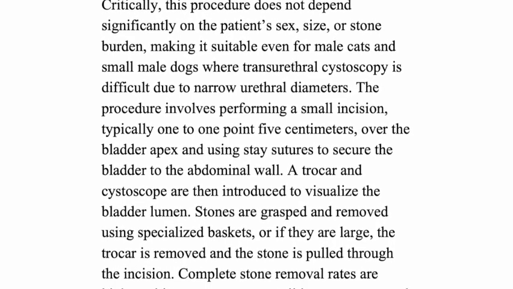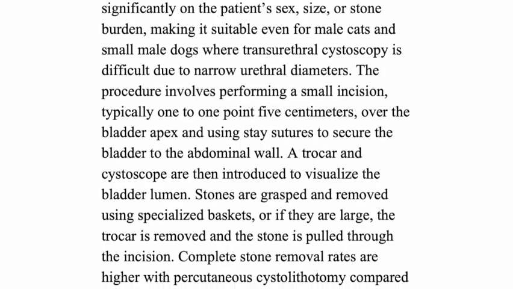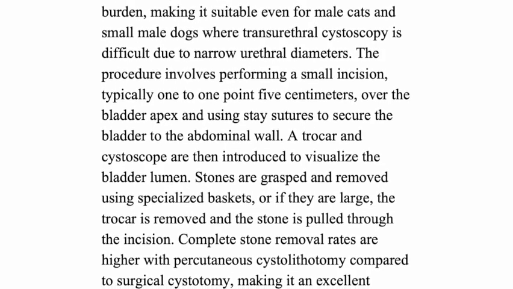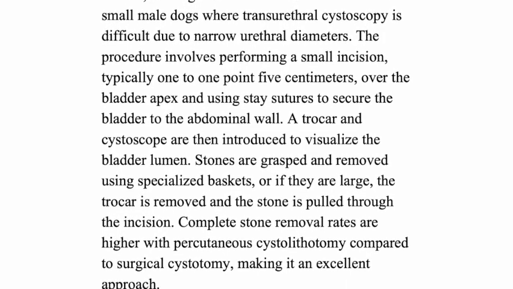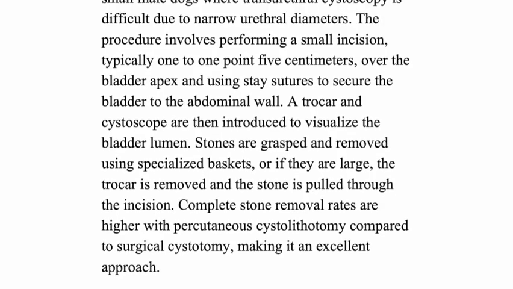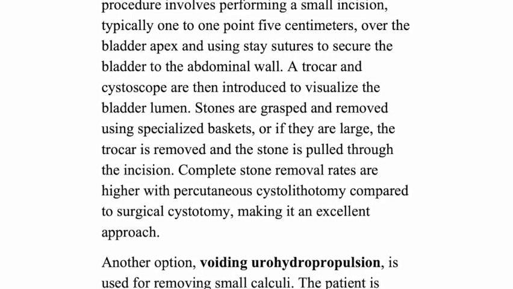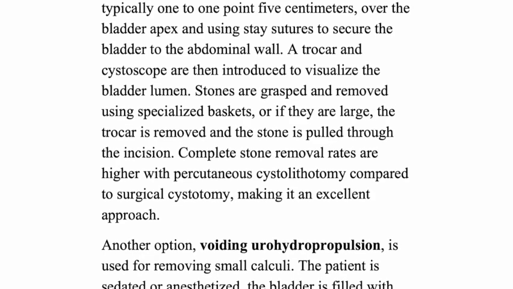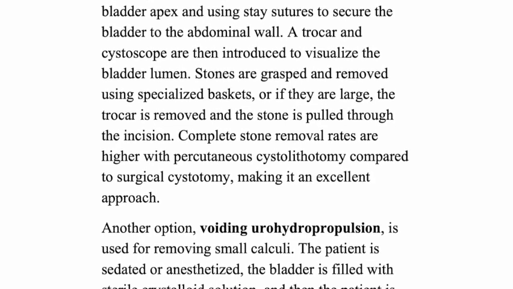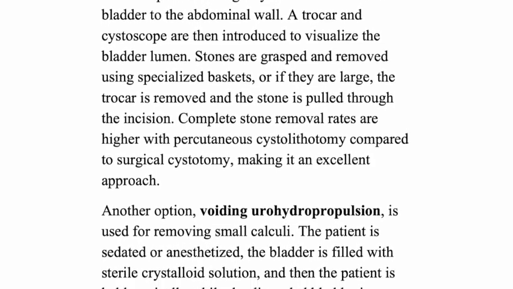A trocar and cystoscope are then introduced to visualize the bladder lumen. Stones are grasped and removed using specialized baskets, or if they are large, the trocar is removed and the stone is pulled through the incision. Complete stone removal rates are higher with percutaneous cystolithotomy compared to surgical cystotomy, making it an excellent approach.